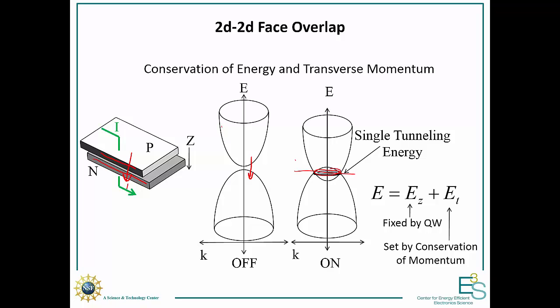And that means that all of our current is flowing at that energy. We can see how this is different from a bulk junction, because if you look at our total energy, we have our transverse energy, which is fixed by this conservation of transverse momentum. And then we have our energy in the tunneling direction itself, the z direction, and here it's fixed by the quantum well. But in a bulk junction, it can vary freely. And that's why we have a different characteristic.